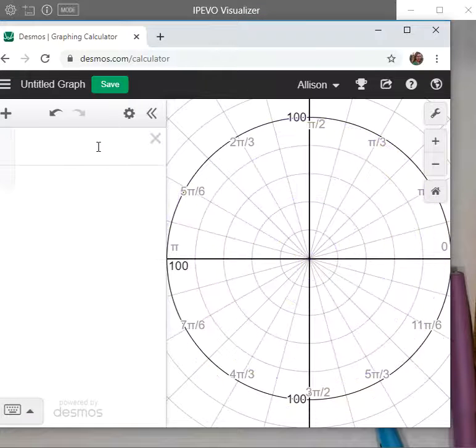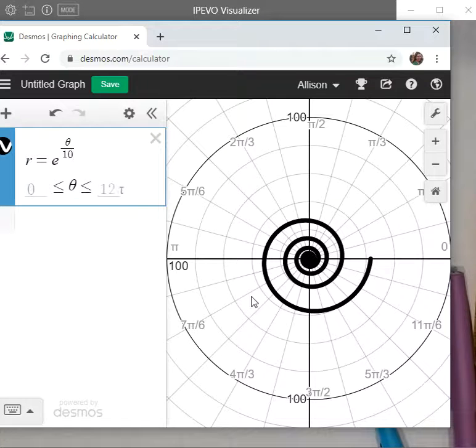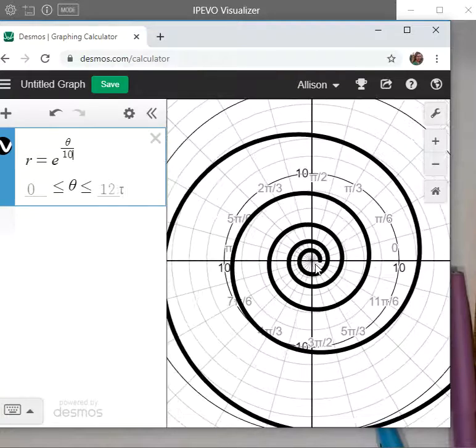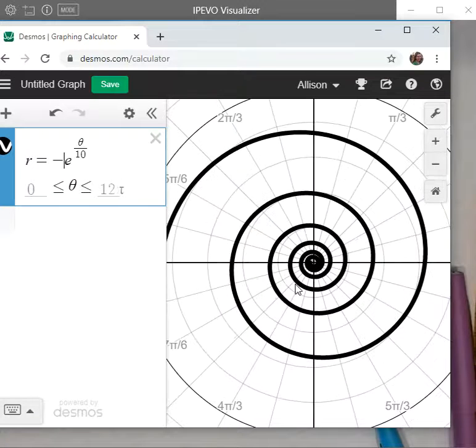Okay, and then the next type of graph, we have r equals e to the theta over 10. And this is a logarithmic spiral. So this spiral is spiraling down in, unlike Archimedes spiral, which is spiraling out. So this one, if I zoom in, it's going to reveal more of the spiral. Looks like a nice little clamshell from that. If I reflect it across the y-axis, I've got myself a nice little clamshell.